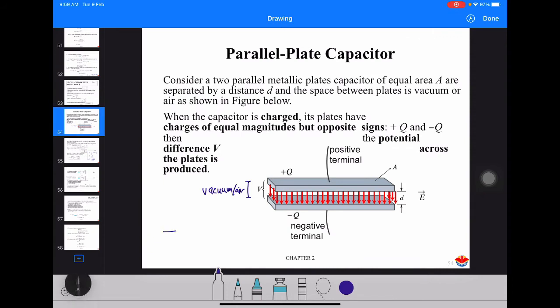Just now I drew the two metal plates here, A, and this is your D. It is the same as this one, except most of the time you will be seeing the one in the upright position.